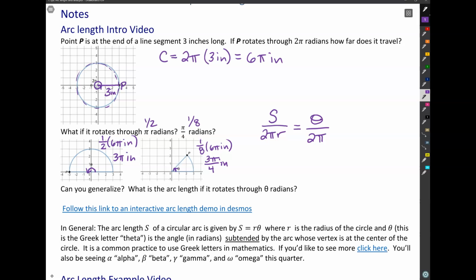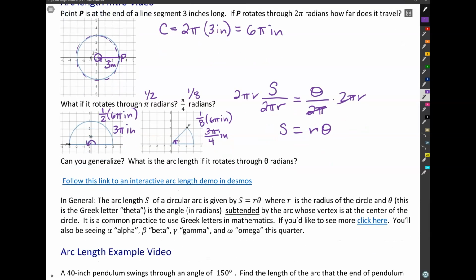And this we can solve for S really easily. We're just going to multiply both sides by 2 pi r. And it even reduces quite a bit. The 2 pi actually cancels out of that. So we just get S equals theta times r, which traditionally we write as r times theta. So I'm going to go ahead and switch the order on that. And that's our arc length formula. So we've got it down here. S equals r theta is the formula for the arc length on the outside of a circle.